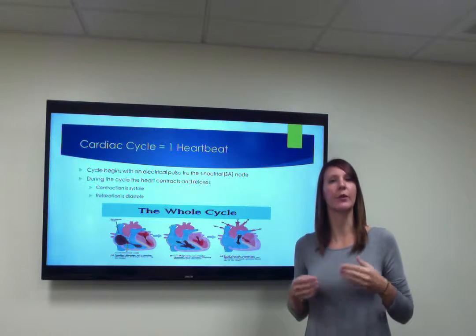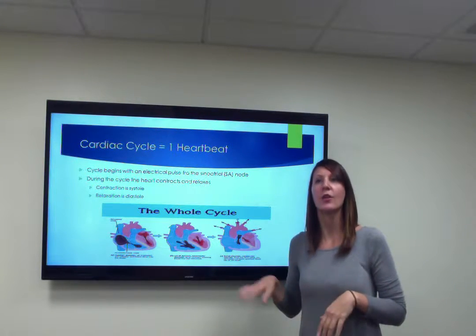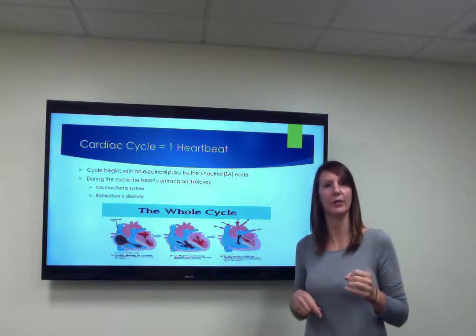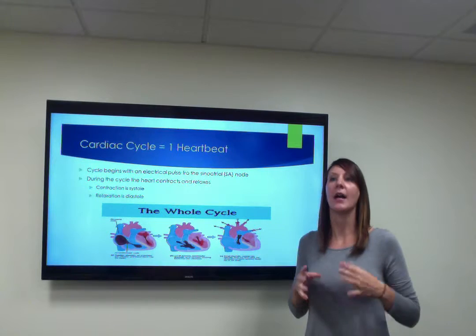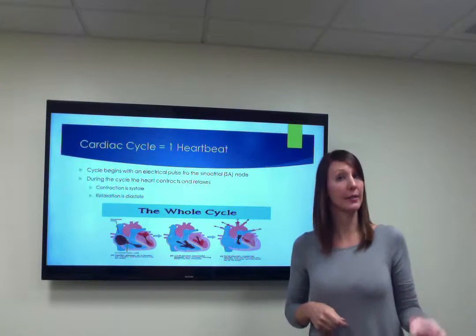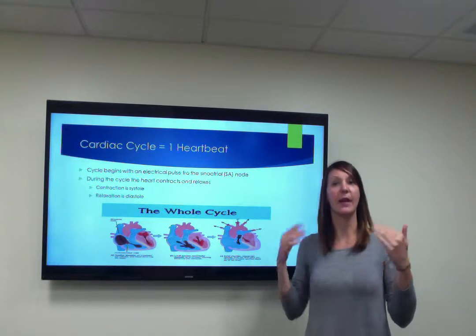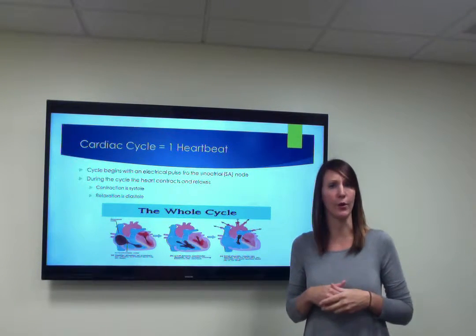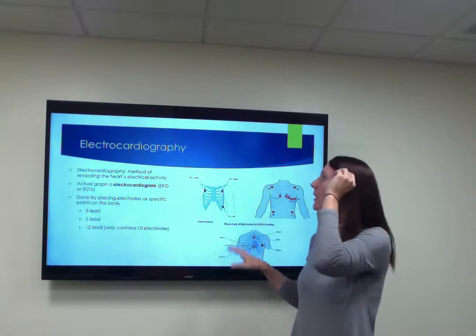So it's kind of similar, if you want something to think of, as squeezing ketchup out of a bottle. The right ventricle then contracts a little bit before the left ventricle does, so nothing's contracting necessarily at the same time. As your ventricles relax during diastole, they're filled with blood, and that's coming from the atria or the upper chambers, and then the cycle starts all over again.